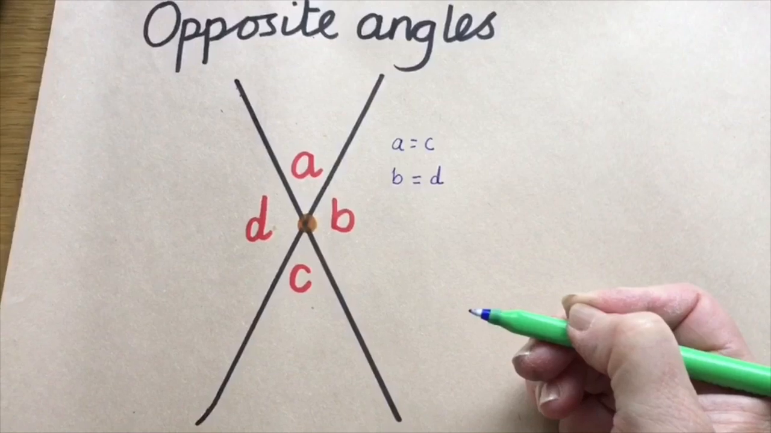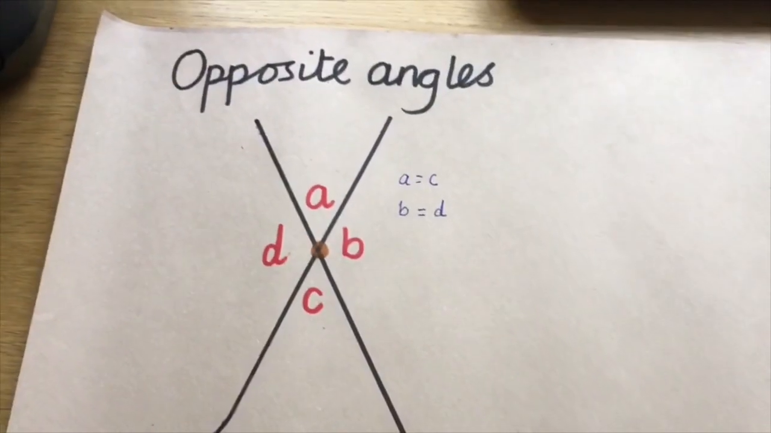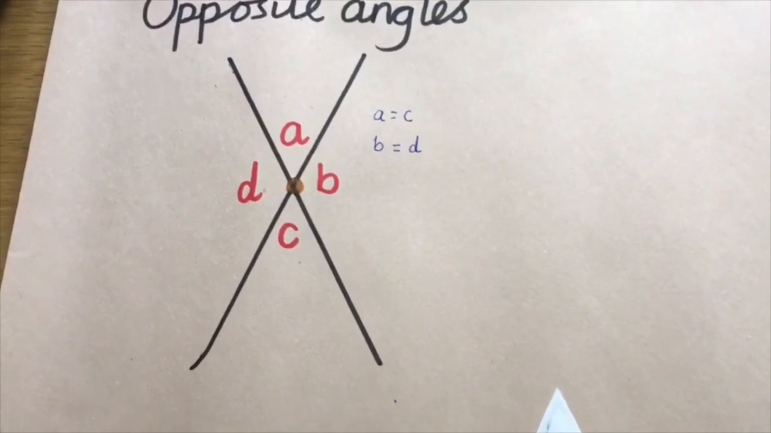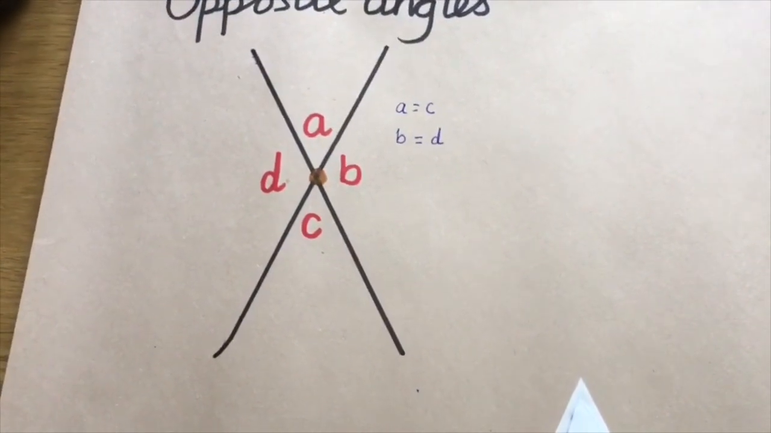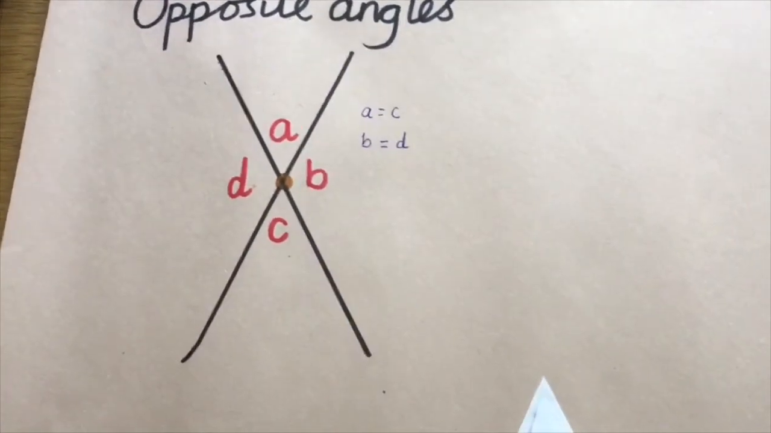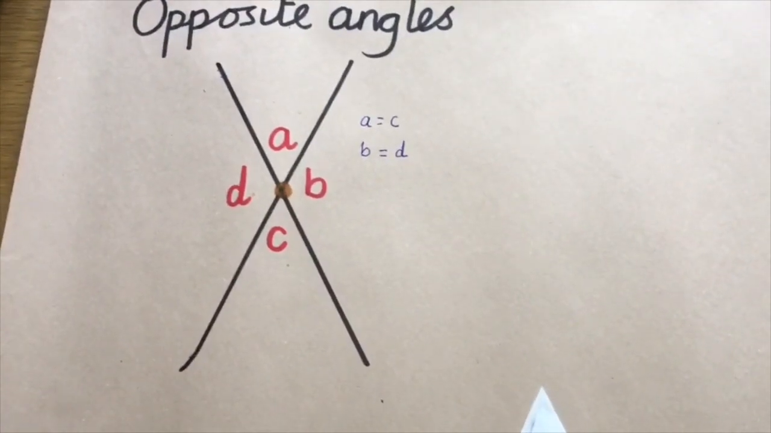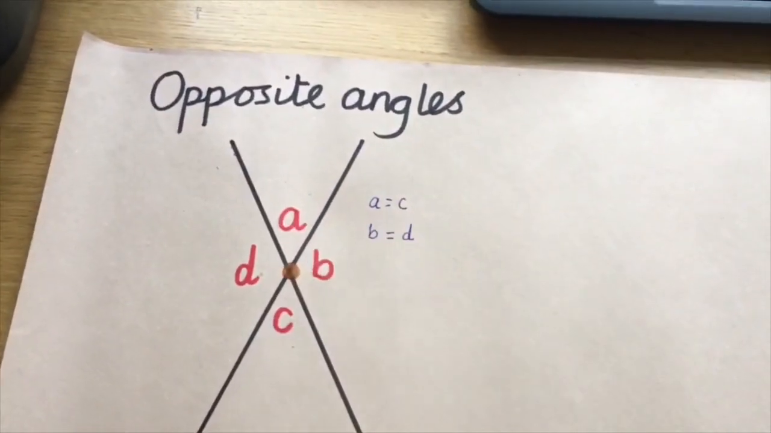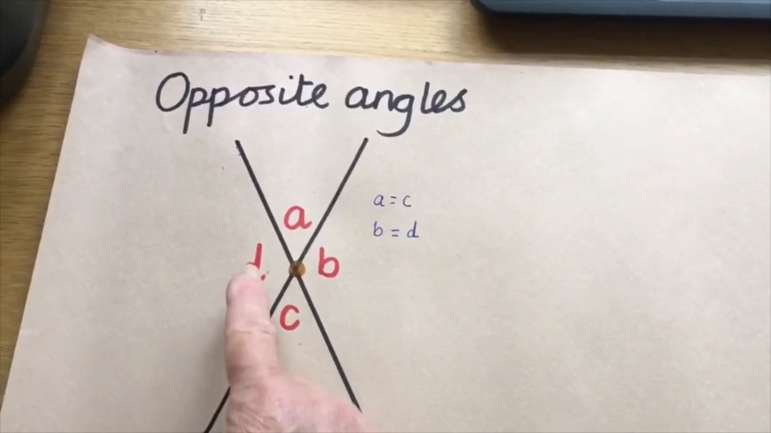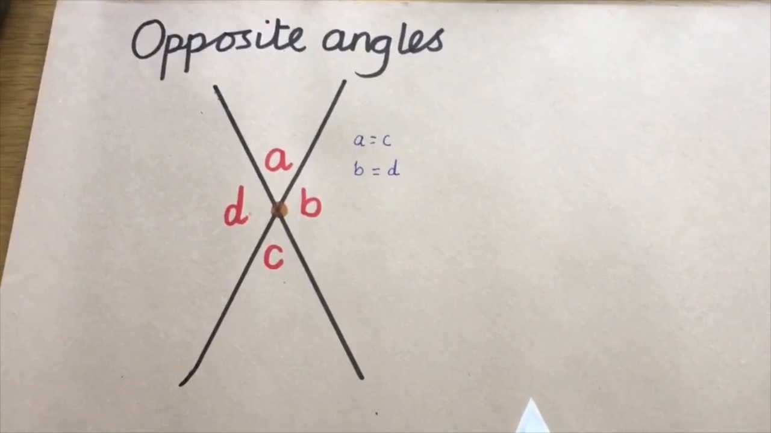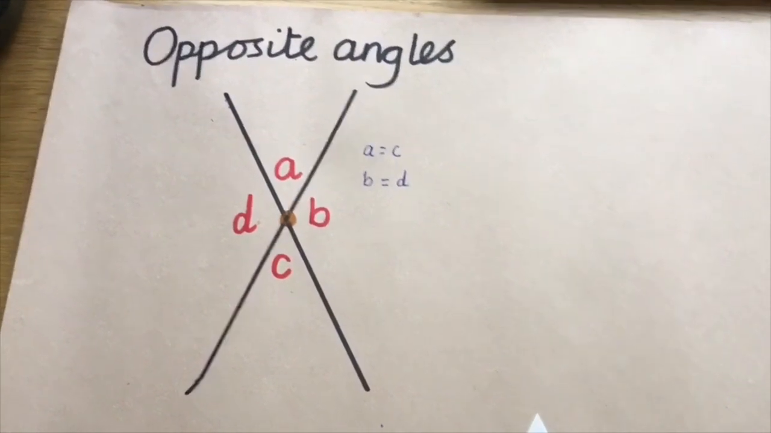Now, what I'd like you to do is investigate that, see if that's the case for angles of other sizes. So what you would need to do is to draw two lines crossing as I've done, and they can cross at any point at all. So you can have a very small angle here and here, or a very small angle here and here. Just experiment, just investigate with a number of different lines crossing.